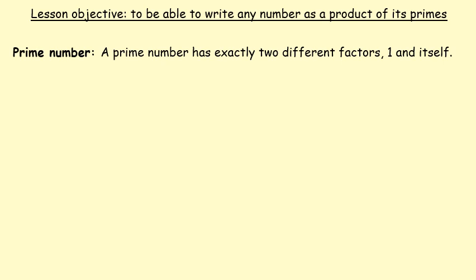So I'm going to go through some keywords that are going to be very important in this lesson. Okay, so our objective is to be able to write any number as a product of its primes. What I mean by that is prime factors. So please copy down these definitions. It's really important you're very clear on all of these words, otherwise what we're doing next won't make sense. So prime number has exactly 2 different factors, 1 and itself.